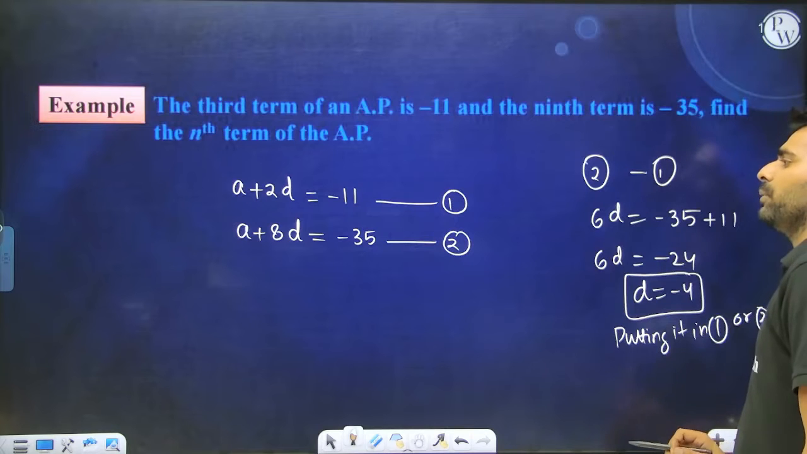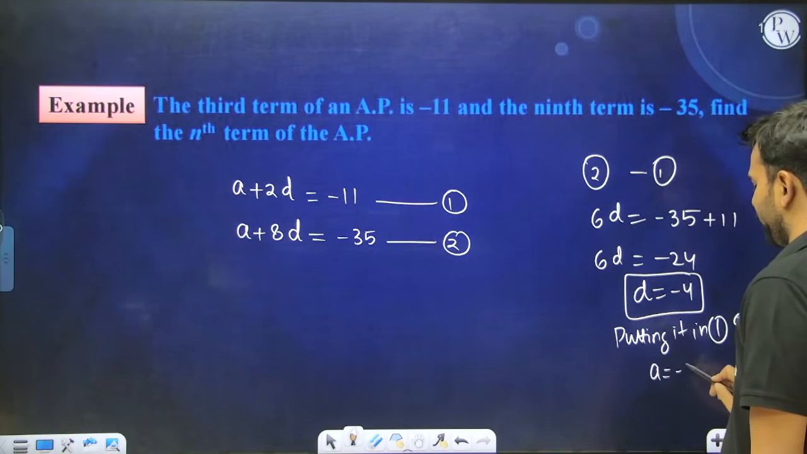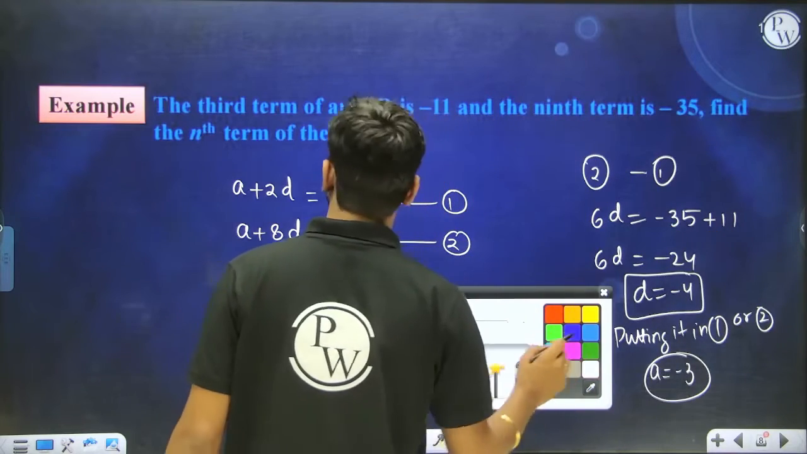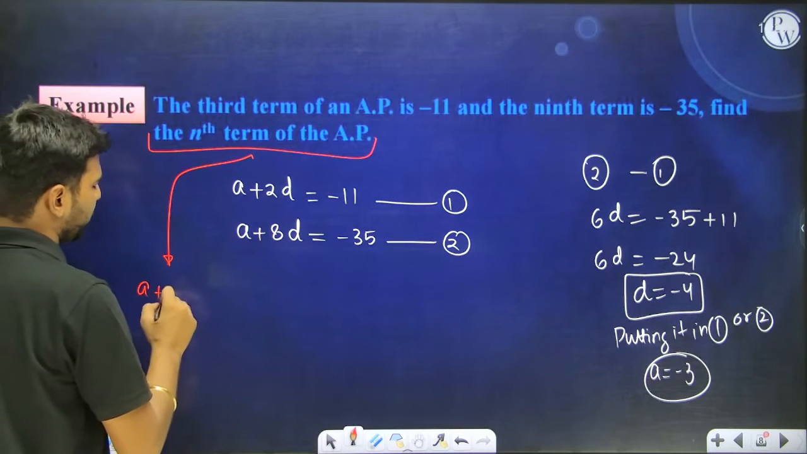So a is going to be minus 11 minus 2d, that is minus 11 plus 8. So a is equal to minus 3 will come. Yes or no? So the moment you have got the values of a and d, can you find out the nth term of the AP? The nth term of the AP will be written as a plus (n minus 1) into d.